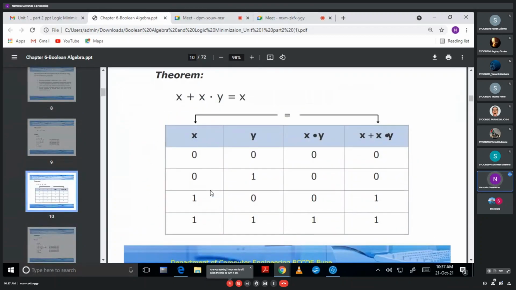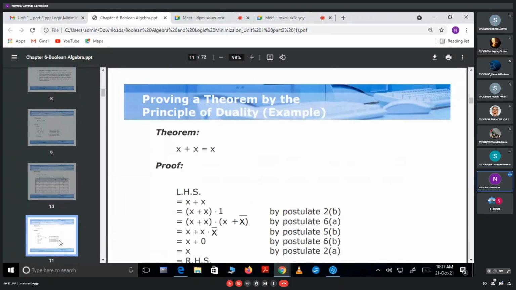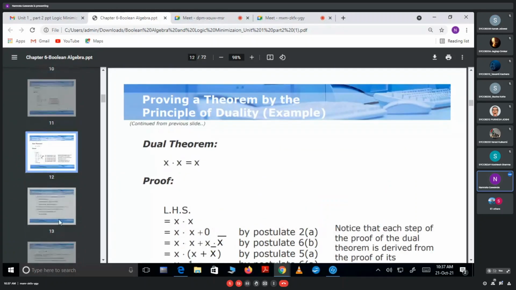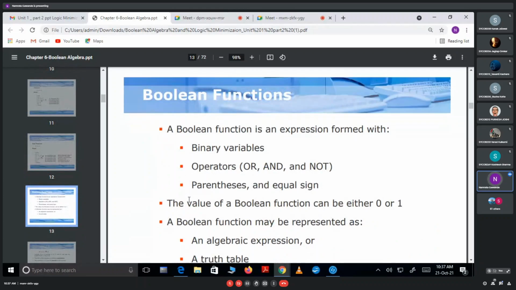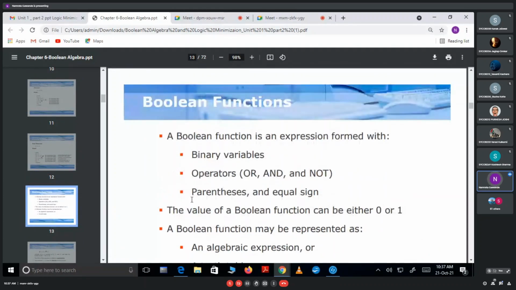Okay, as yesterday we have seen for this particular expression. Now we'll come to the main point, that is, what is a Boolean function? Boolean algebra we have seen, now Boolean function. That is very important to understand.